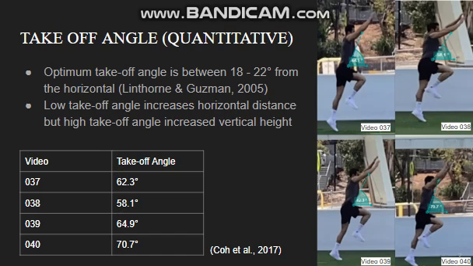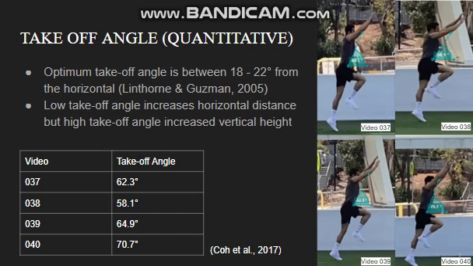So research by Linthorne and Guzman 2005 shows that the optimal range for elite jumpers is approximately 18 to 22 degrees, which provides an ideal ratio between lift and forward projection. My takeoff angles were roughly 58 to 70 degrees, so far exceeding that optimal window. This over-rotation of the trunk resulted in excessive vertical lift and inefficient force application vector.